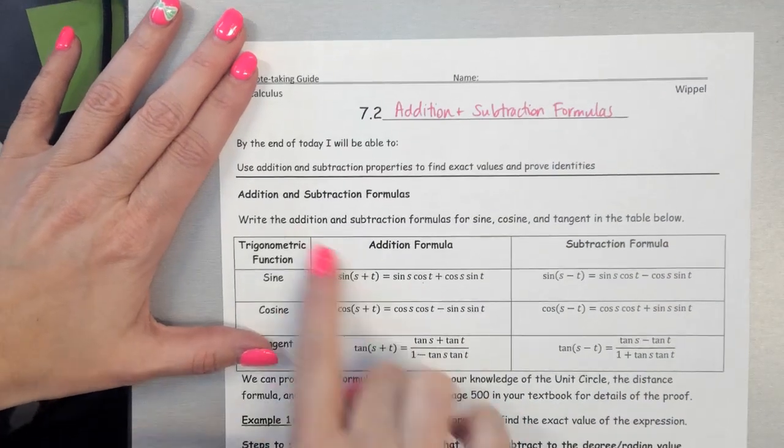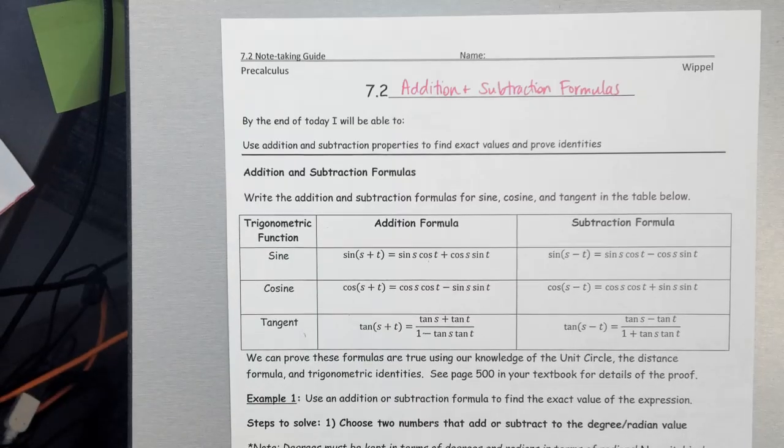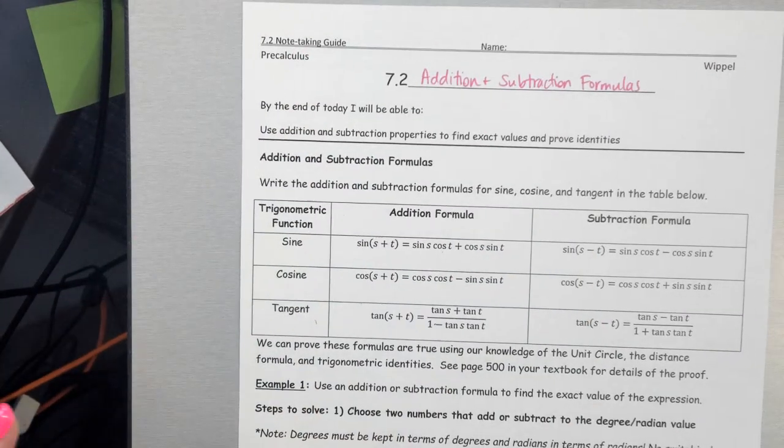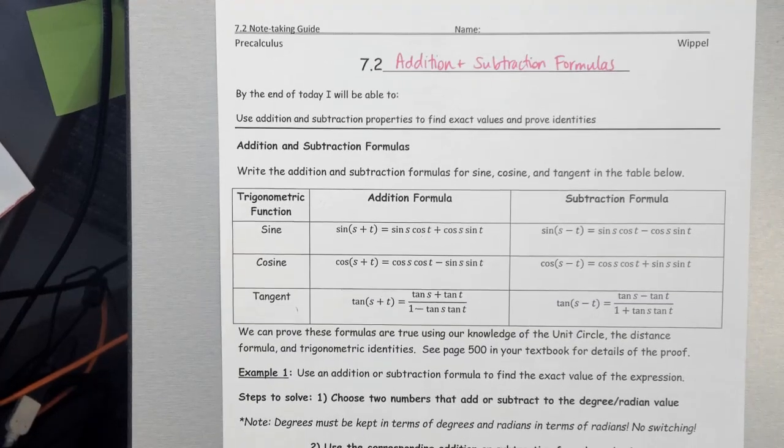Oh, so I typed them in and I said write them in there. Well, I already did that for you. So I typed it in there. You are going to have a formula sheet, so you won't have to memorize the addition and subtraction formulas, but we're just going to look at them to familiarize ourselves a little bit.